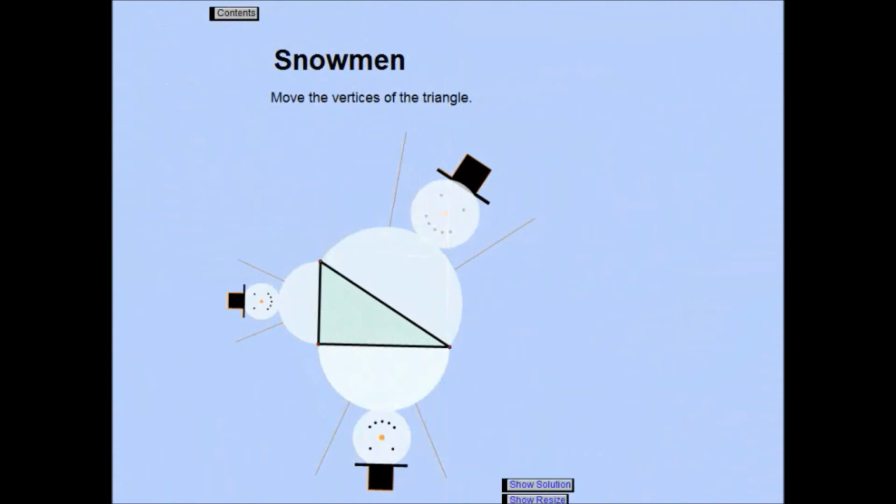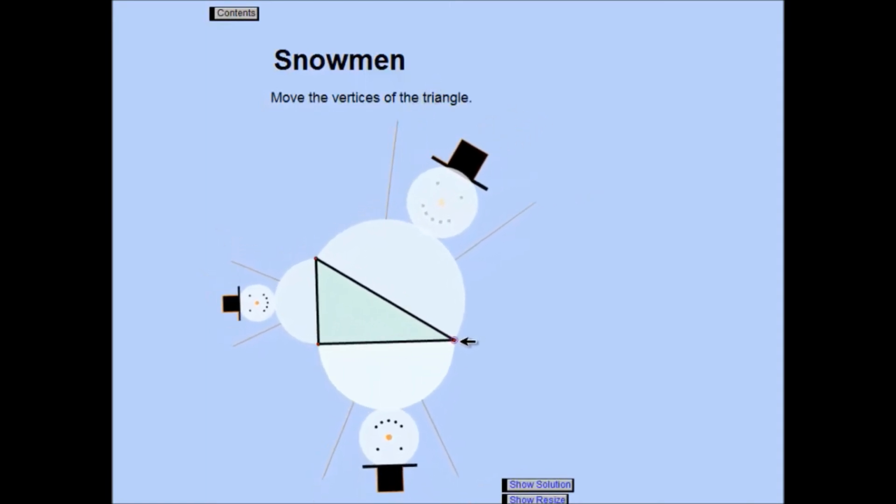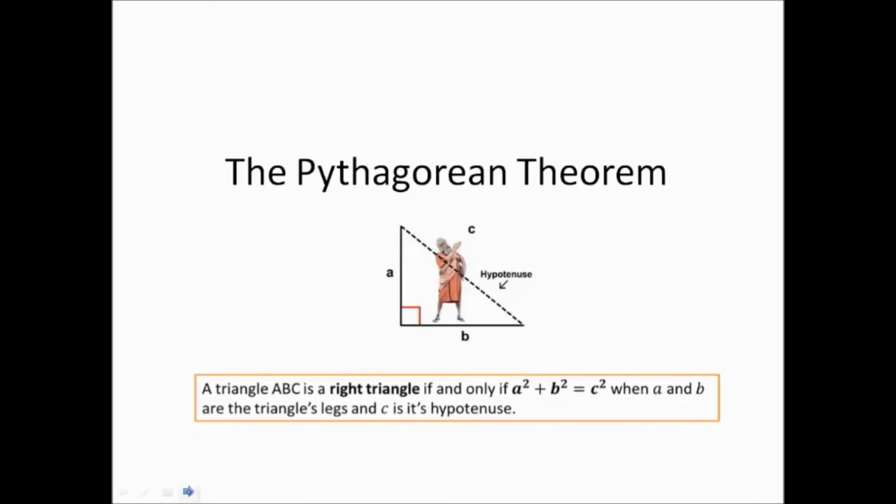Further, you can actually build any shape on the sides of the triangles, and the areas will remain the same. So we can state that a triangle is a right triangle if and only if the sum of the squares of the legs, a squared plus b squared, is equal to the square of the hypotenuse, c squared. A and b are the legs and c is the hypotenuse. We can use this to our advantage in calculating parts of right triangles.